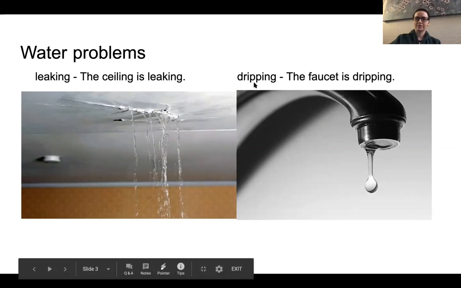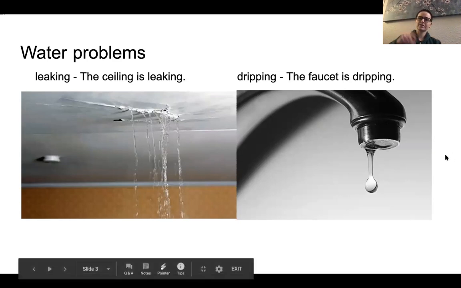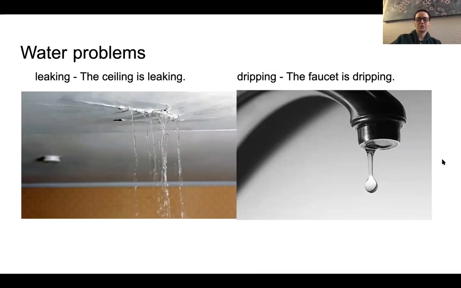Dripping, we had this word yesterday. Dripping, the faucet is dripping. So here is a faucet as you would find in a sink. And dripping, here you see just a drop. It comes just drip, drip, very slowly. So it's not quite leaking like this, but it is kind of slowly just coming out. And again, if the faucet is off, it should not have any water coming out of it. So if your faucet is dripping, that is a problem.